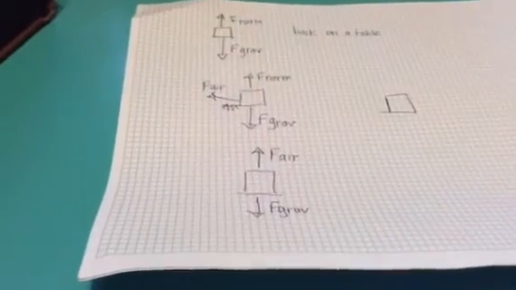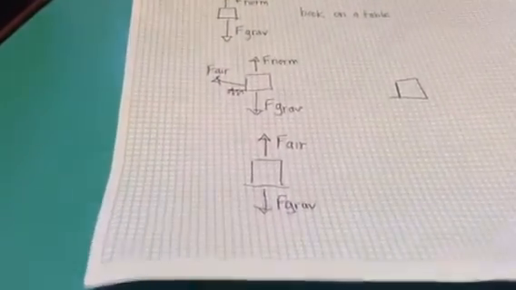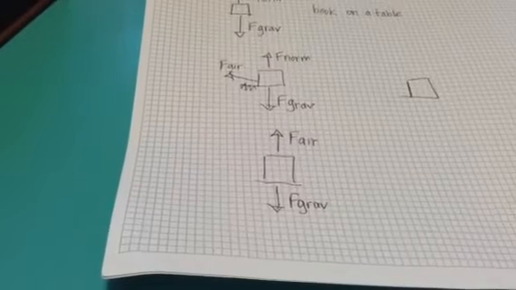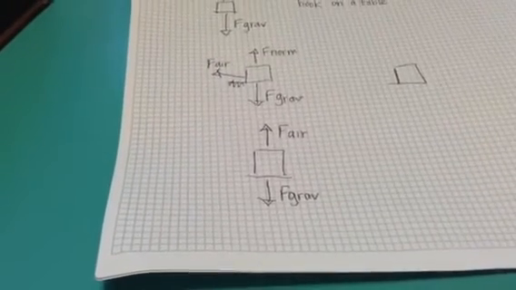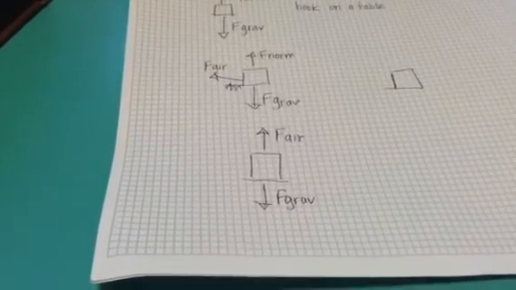Air resistance is a special form of friction, and friction is always the opposite direction of the motion of your object. And that is how you do free body diagrams.